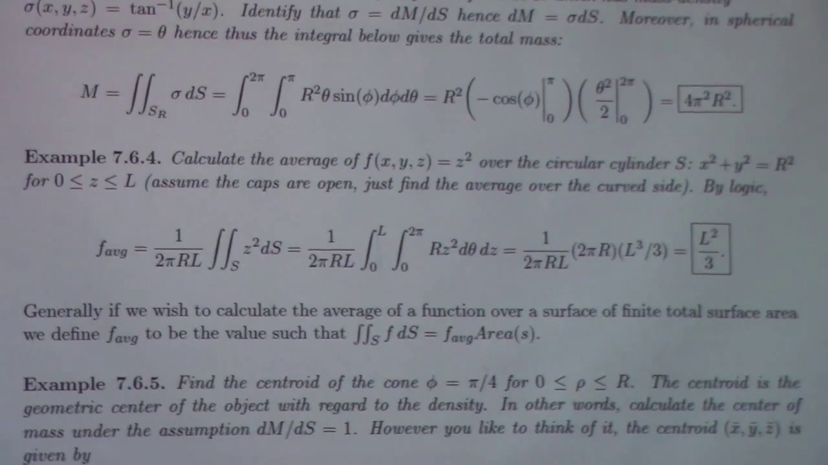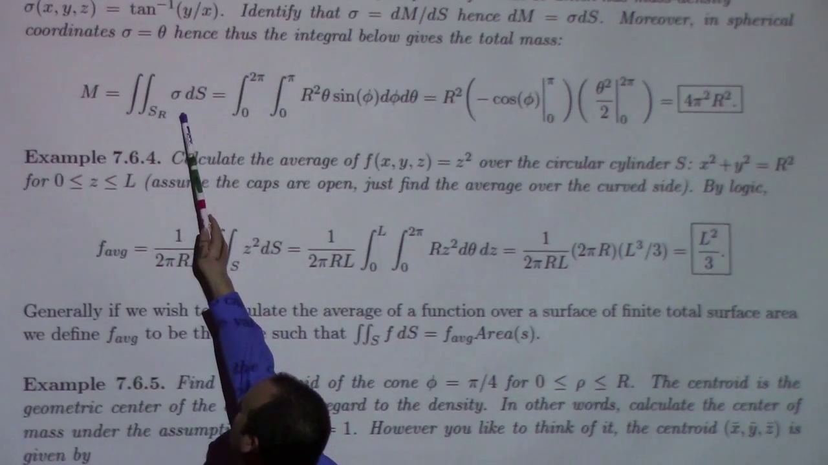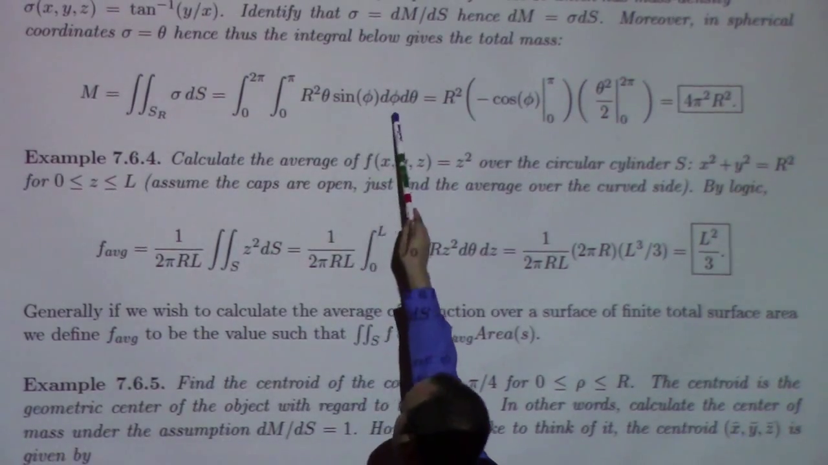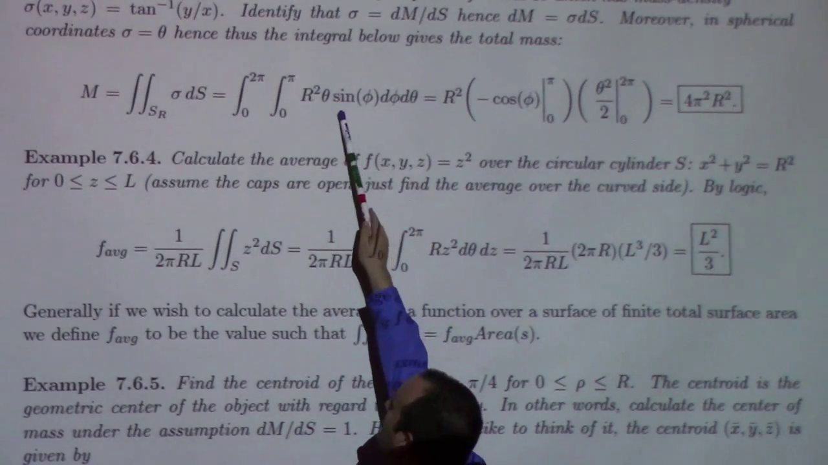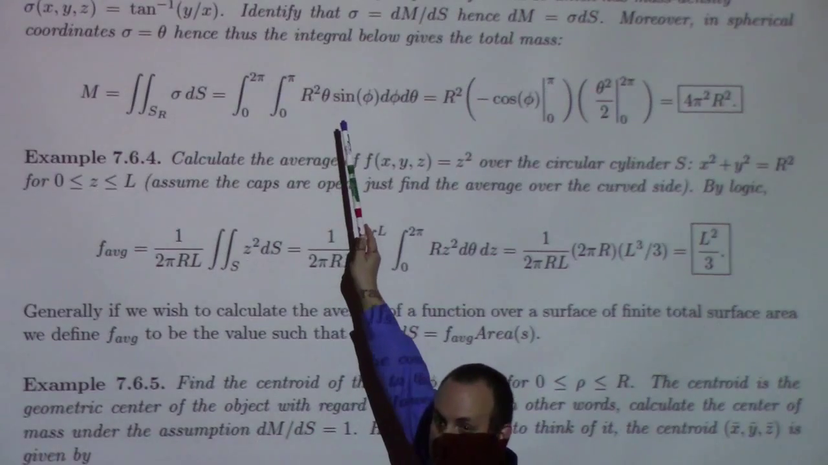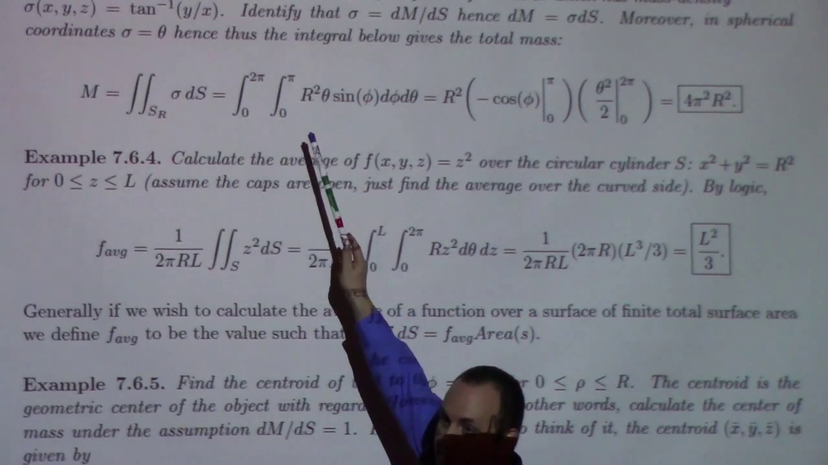Well, the dS, of course, is r squared sine phi d theta, right? Sigma is exactly just theta, because that's what inverse tangent of y over x is in terms of spherical coordinates, right?